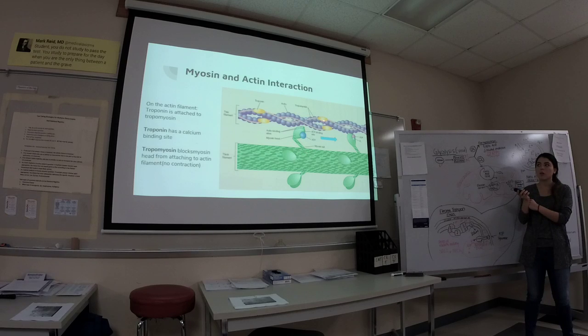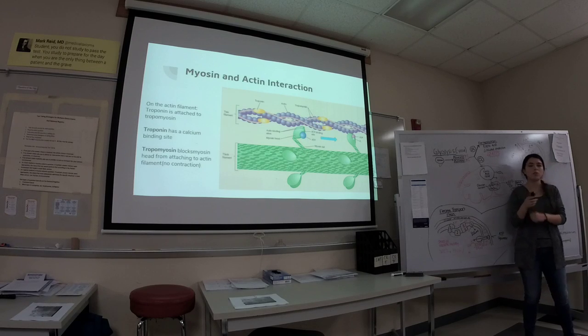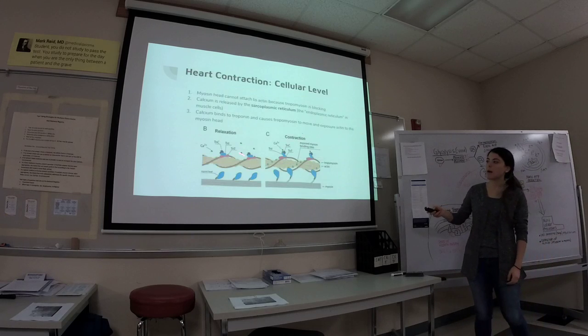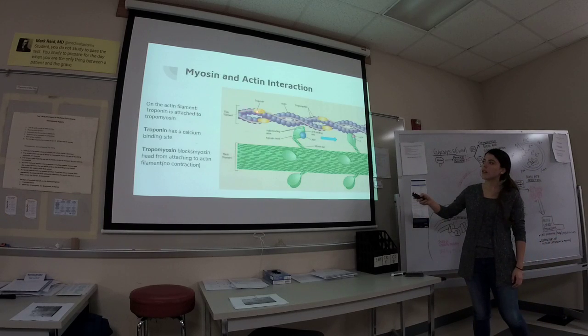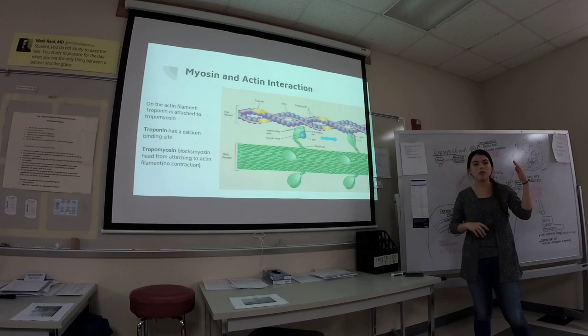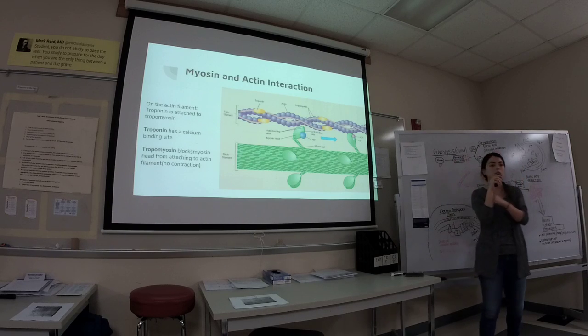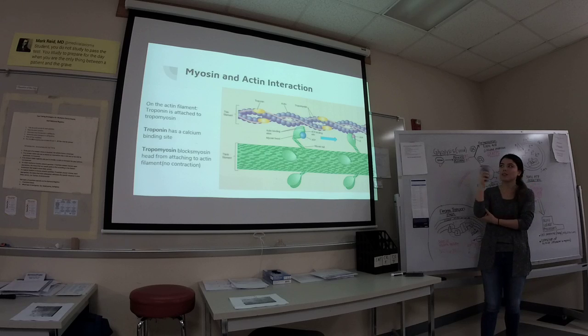That's why we have troponin. Whenever calcium binds to troponin, it causes tropomyosin to move away from where the myosin head would attach, and it allows the myosin to attach again. So let me say that again. Calcium binds to troponin because tropomyosin is blocking actin from binding. When calcium binds to troponin, tropomyosin moves so that the myosin head can attach.